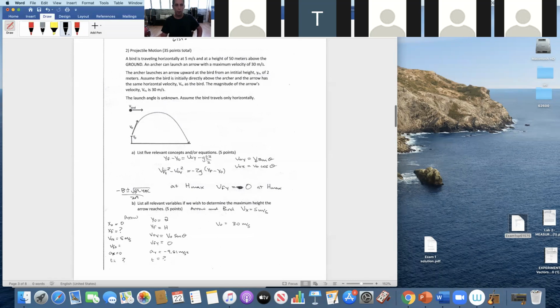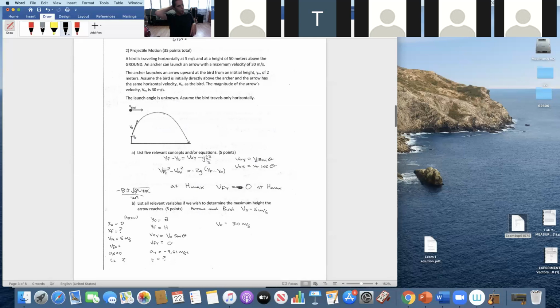So this is a case of you have to write your variables. X initial, of course, is 0. We always set it that way. Y initial is 2, though. X final, I don't know. Y final is max height. I don't know that either. V initial of X is 5 because we're told to assume the bird is initially directly above and the arrow has the same horizontal velocity as the bird. You have to assume the bird's directly overhead so that if they had the same horizontal velocity, it would actually hit the bird.